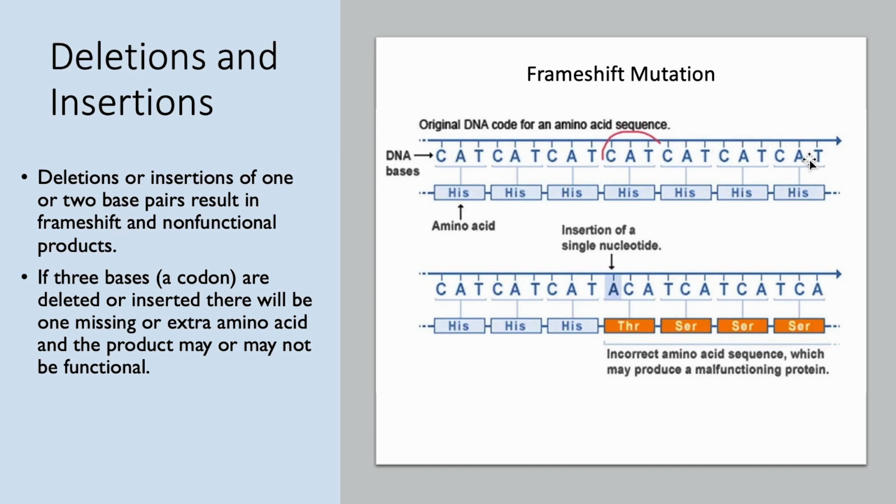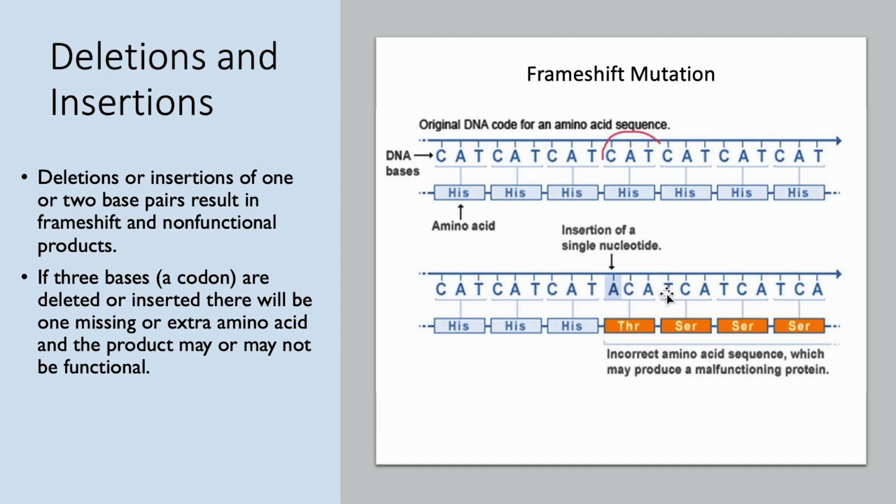Here we have an example of the original DNA code. We have CAT, CAT, CAT. Notice that it is a polypeptide chain made of many histidine, histidine, histidine amino acids together. It is CAT, CAT, CAT, CAT, CAT. But if we have the insertion of a base here, now instead of CAT, CAT, CAT, we have an A where the C should be. So now, instead of CAT, the triplet reads ACA, and that doesn't code for histidine, that codes for threonine.